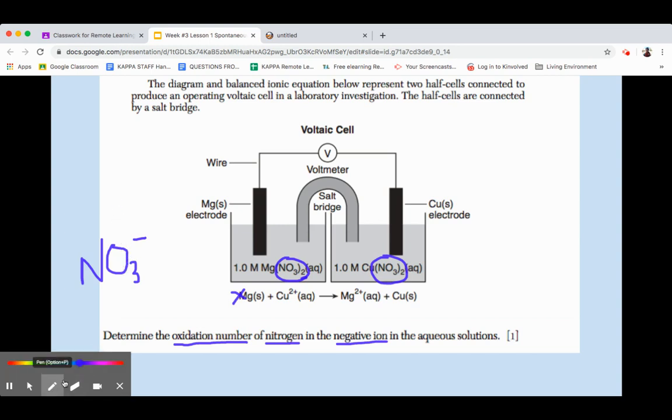So we follow our rules. We know that oxygen is always a -2. There's 3 of them, so that gives us a -6. And together, this must equal a -1. So what plus -6 gives us a -1? We have +5. So your oxidation number for nitrogen is +5, and for oxygen it's -2 in the negative ion.